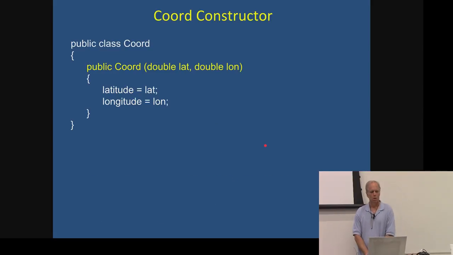Okay? So you see what that is. You know what lat and lon are. Those are parameters passed in the new expression. Okay? And you see them here. But what are latitude and longitude? I don't see them declared here. What are they? Those are the instance variables.